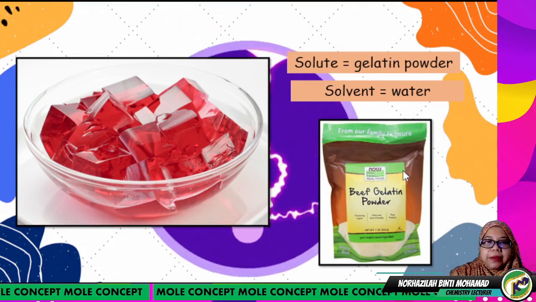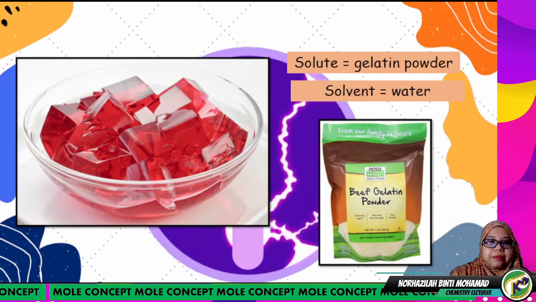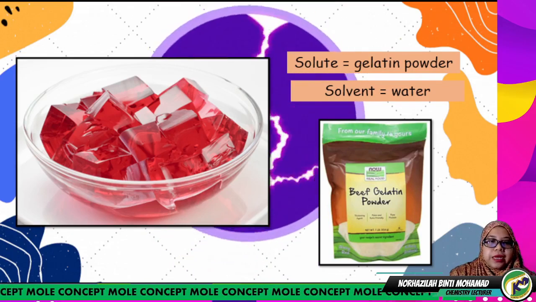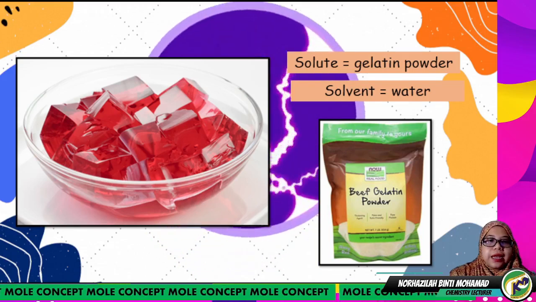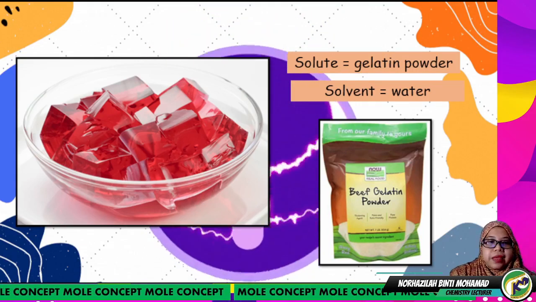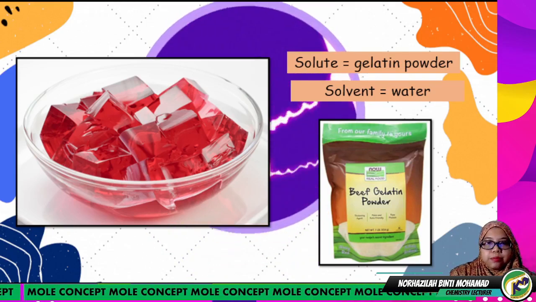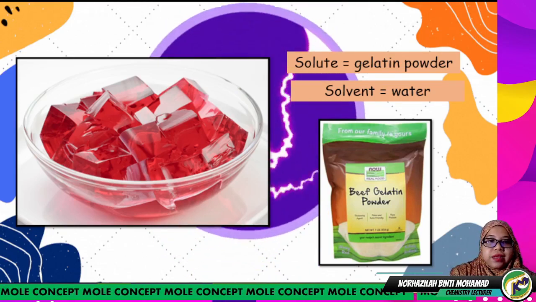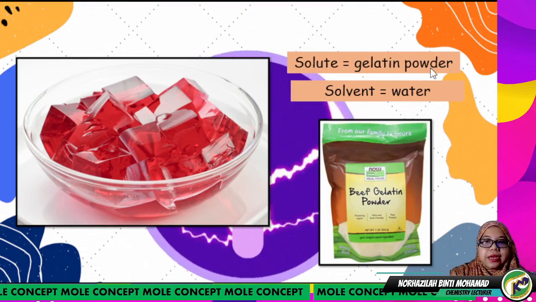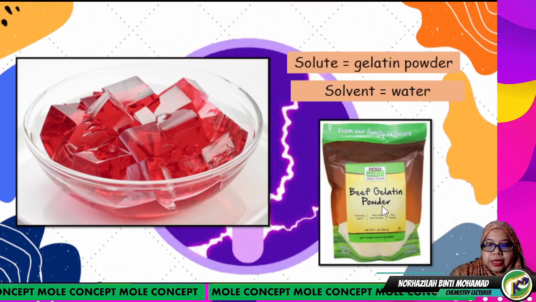Sebenarnya gelatin ni kita dapat daripada bone kan? Kita dapat daripada tulang. So kita ada halal and non-halal, and the halal comes from beef and the non-halal comes from pork. The bone, from the bone of the beef, we get the gelatin powder.